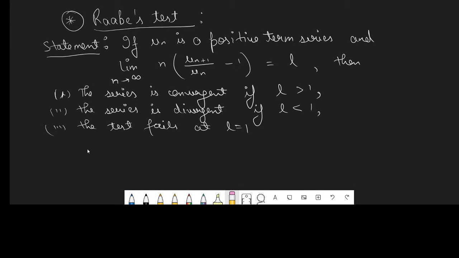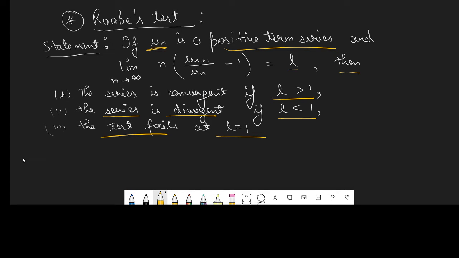So the test is Raabe's test. First we will give you the statement for that. The statement is: if un is a positive term series and limit n tends to infinity n (un divided by un plus 1 minus 1) is equal to L, then the series is convergent if L is greater than 1, and the series is divergent if L is less than 1, and the test fails at L is equal to 1.